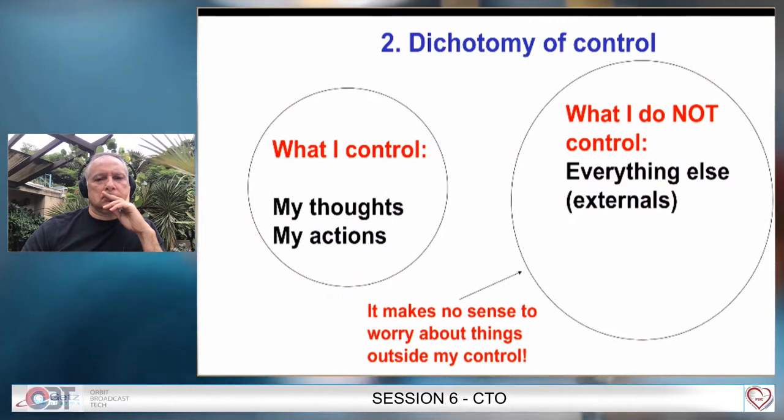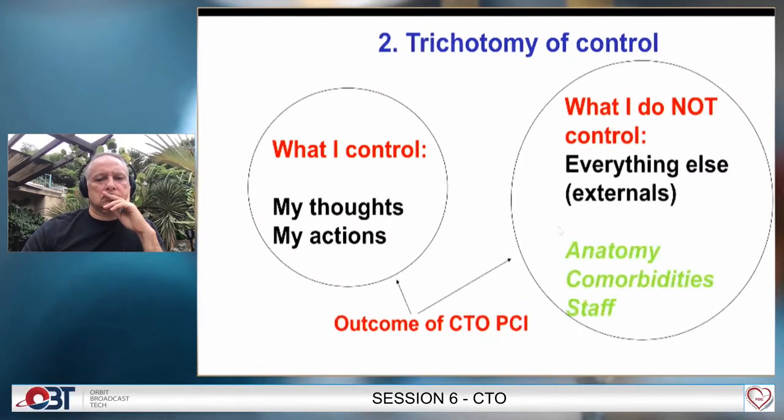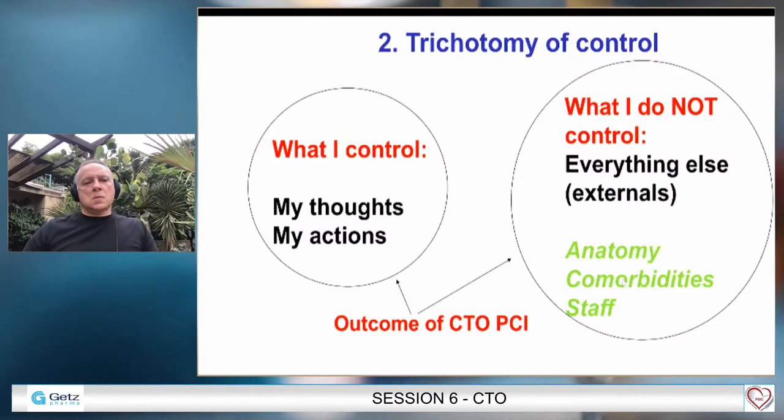A second key concept of Stoic philosophy is the dichotomy of control. What we control are our thoughts and actions. But we do not control everything else. And a key dictum of Stoic philosophy is that it makes no sense to worry about the things that are outside our control. So, for example, in the case of CTO PCI, we control how we approach the lesion, what we think about it, and how we act, but we don't control what the anatomy is, the patient's comorbidities, or how other people in the room are going to behave or not.